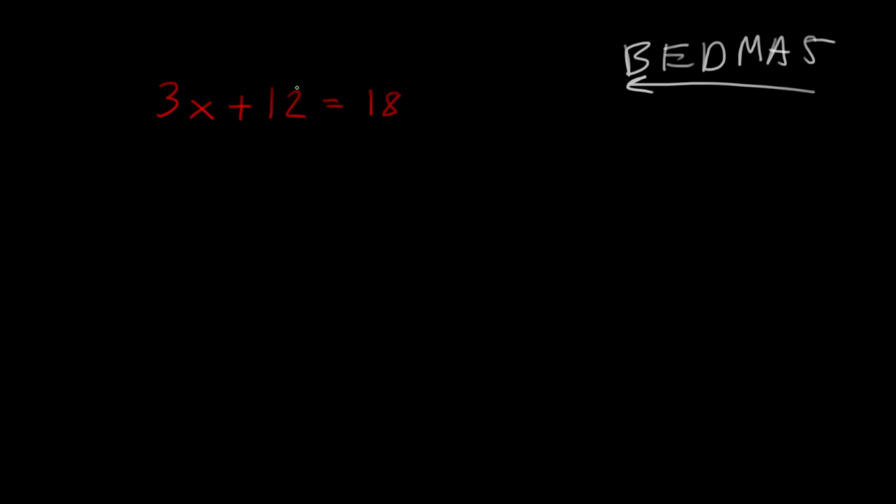So basically what we want to do is undo the adding of 12 first. So we're going to subtract 12 from both sides. This leaves us with 3x equals 6, since 12 minus 12 is 0, and 18 minus 12 is 6.